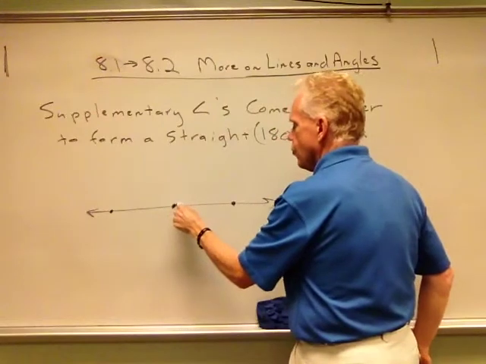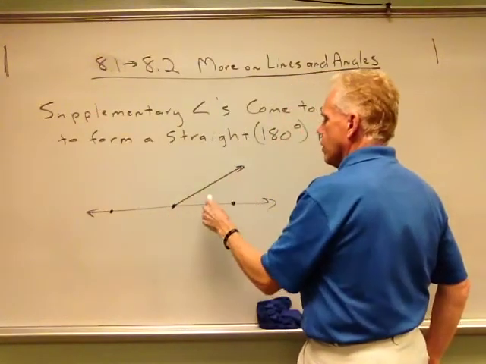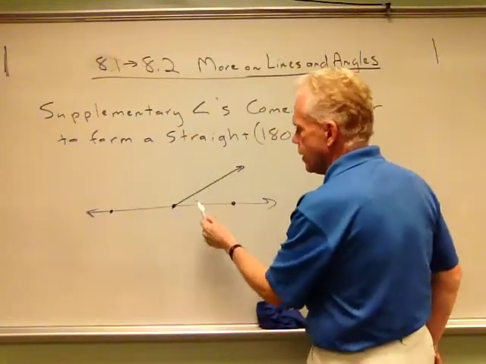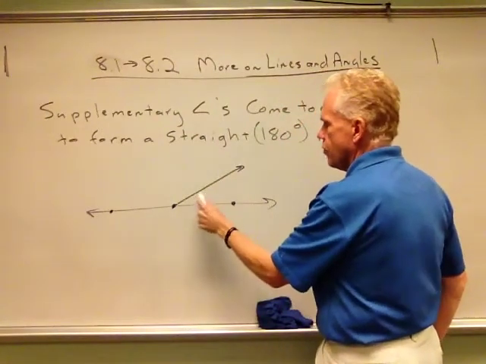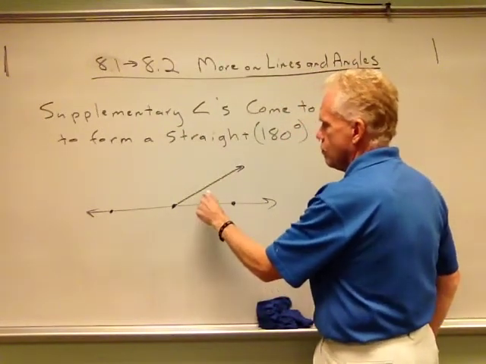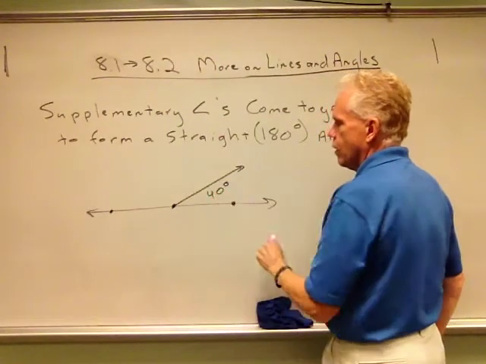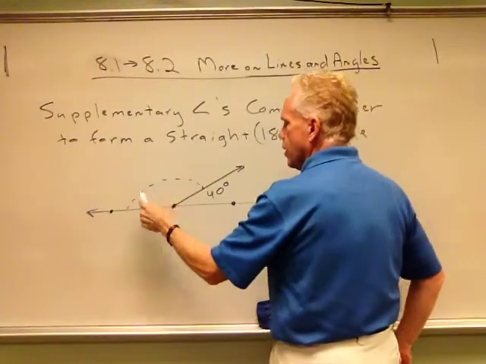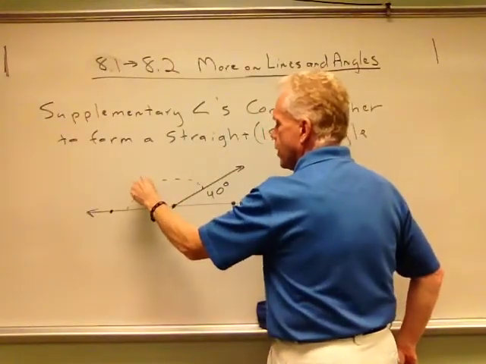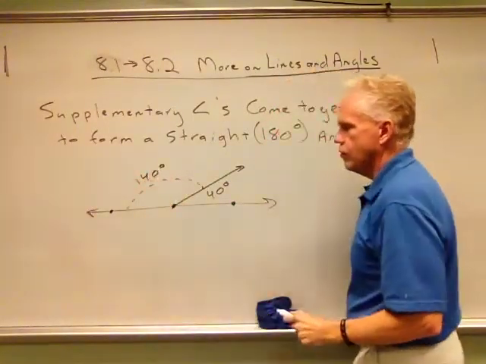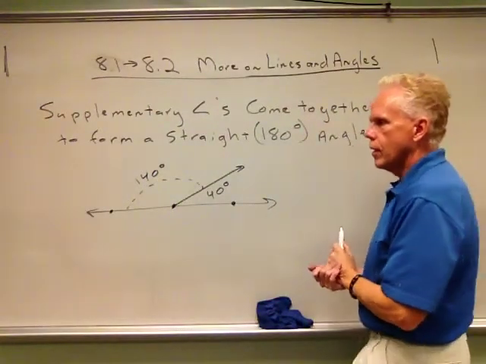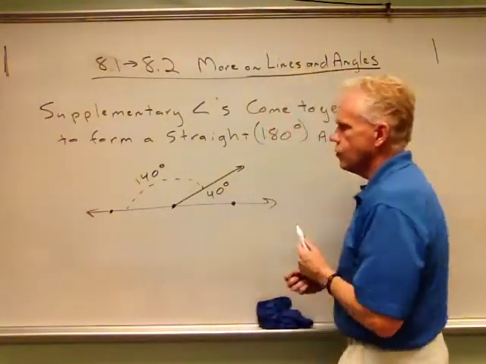Okay, now let's shoot off of that right here. So what we've got at this point, I'm going to guess this angle right here is about 40 degrees. So its supplement would be over here. The supplement, to get 180, would be 140 degrees. These two angles are supplementary to one another.